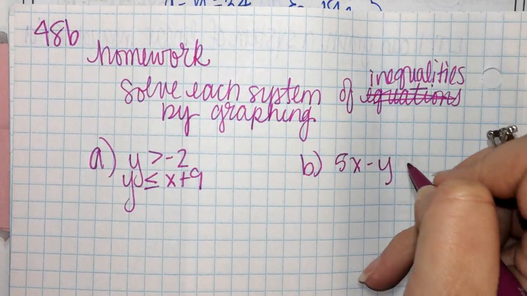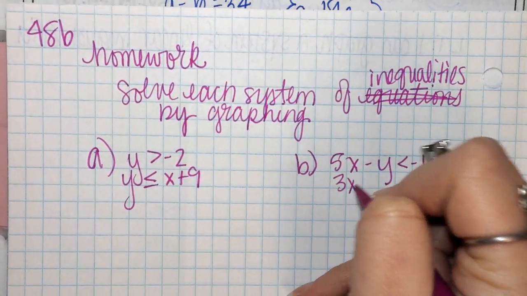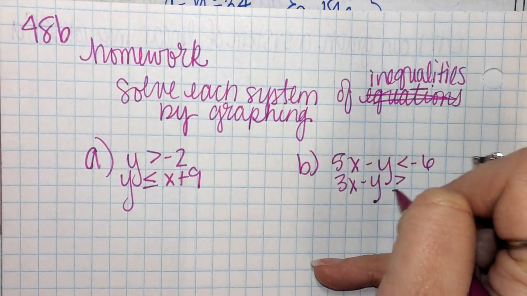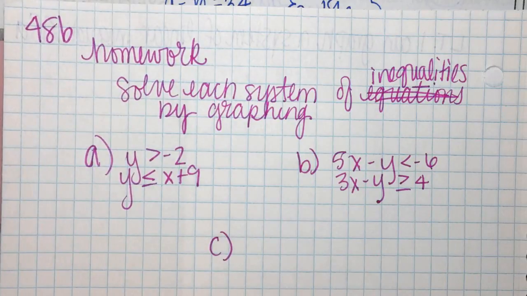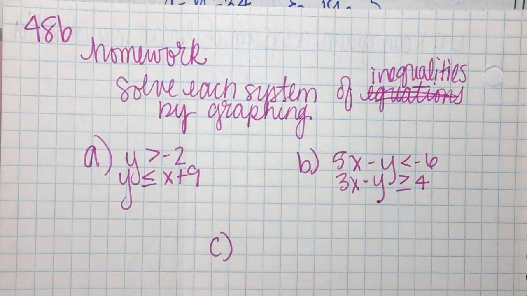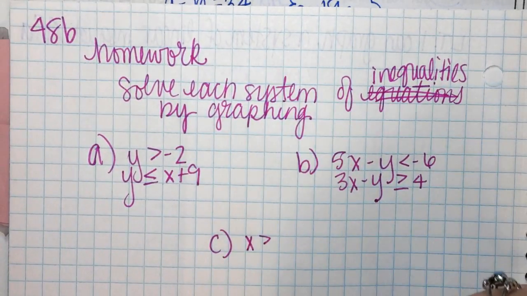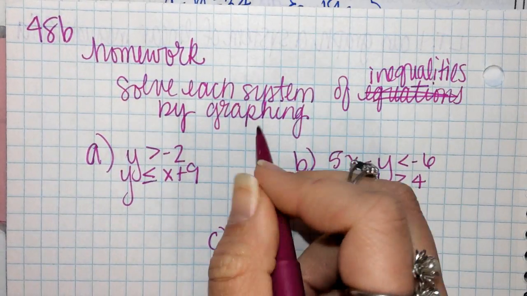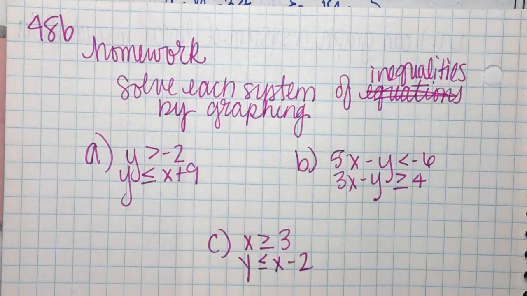5x minus y is less than -6, and 3x minus y is greater than or equal to 4. And the last one: x is greater than or equal to 3, and y is less than or equal to x minus 2.